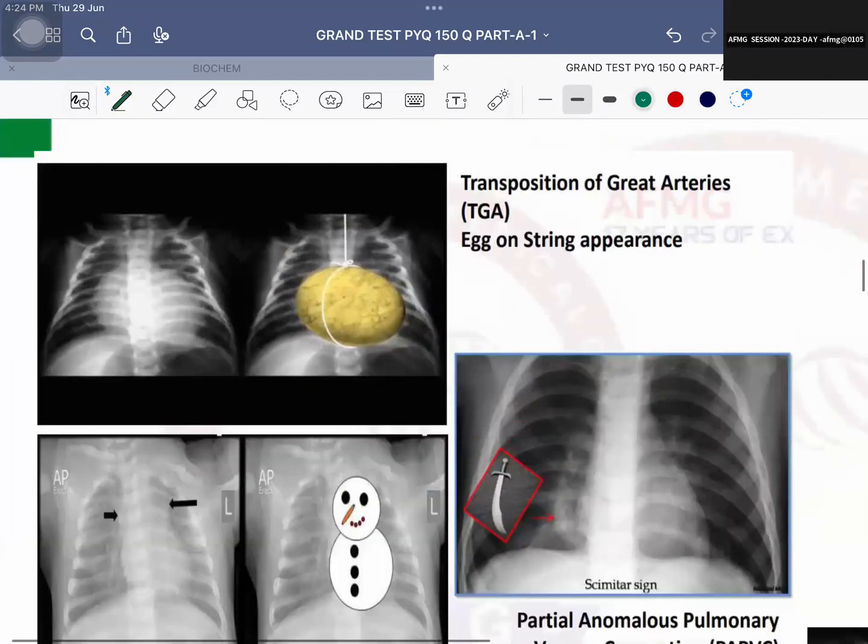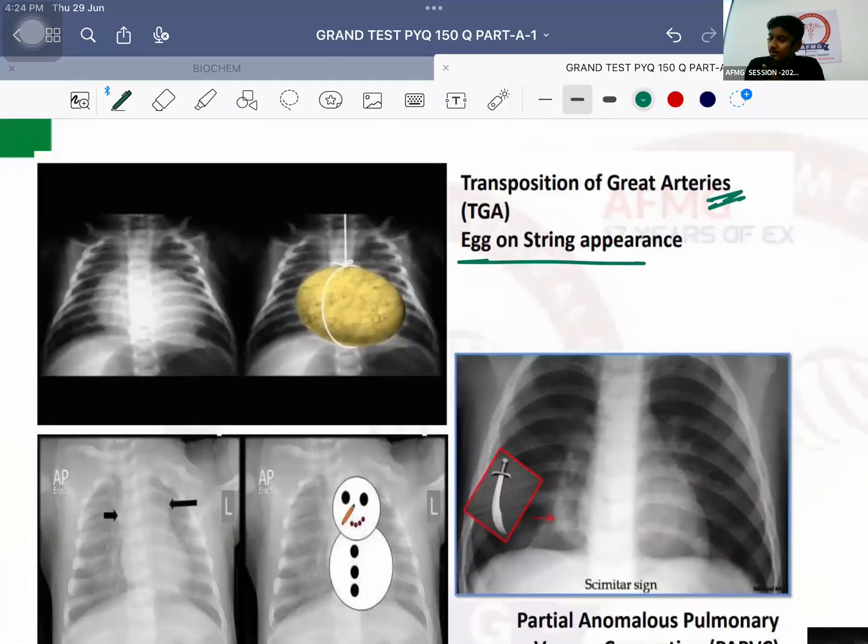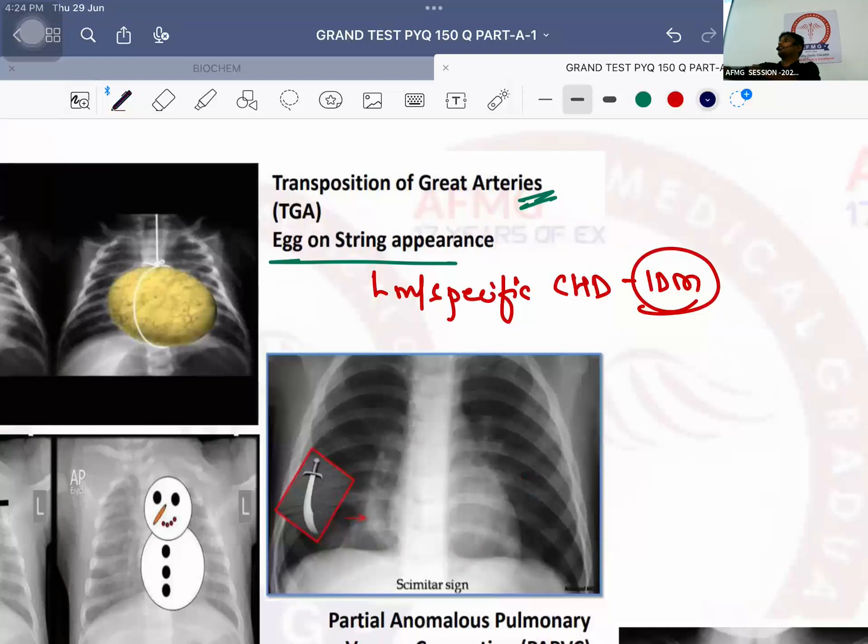Now, egg on string appearance is seen in transposition of great arteries, TGA. Aorta is from the right ventricle and pulmonary artery from the left ventricle. इसको बोलते TGA. TGA is the most specific congenital heart defect in infant of diabetic mother. So most specific congenital heart defect in diabetic mother, answer is TGA. But most common congenital heart defect?